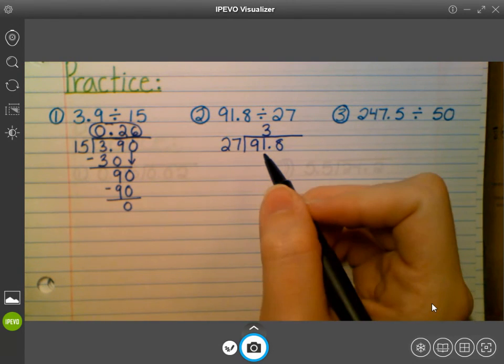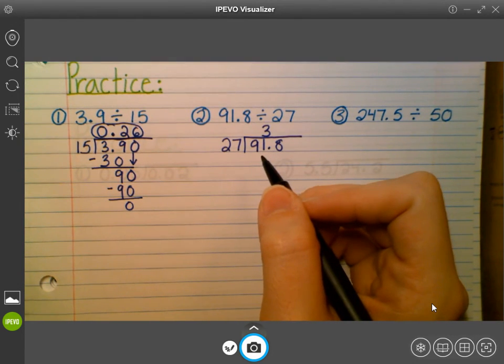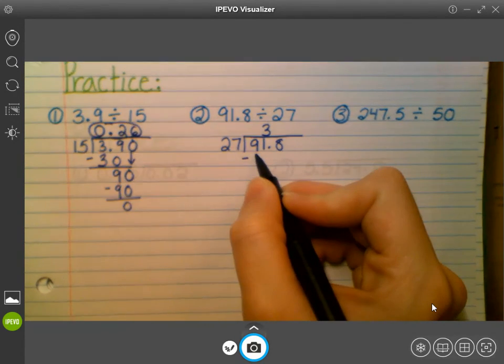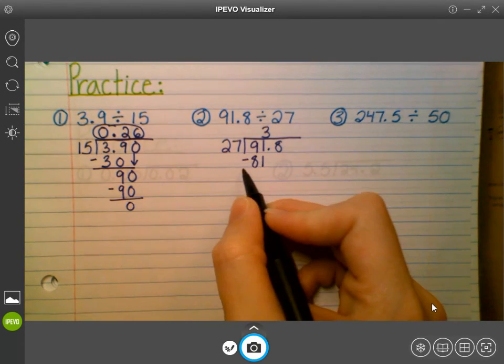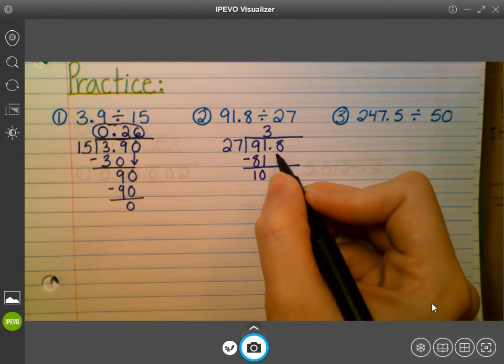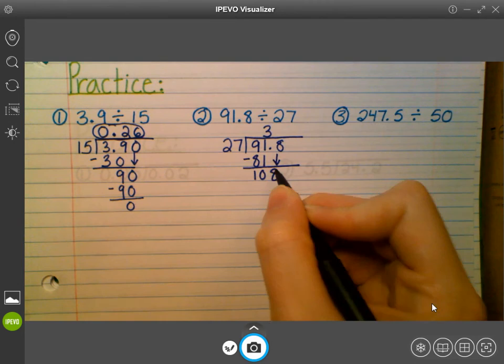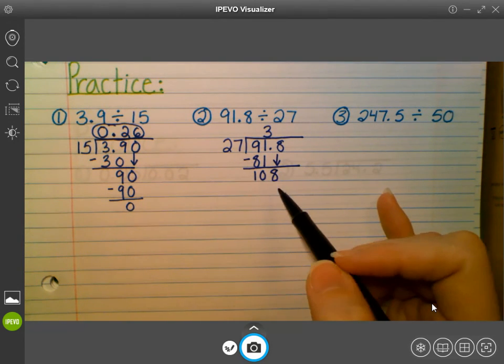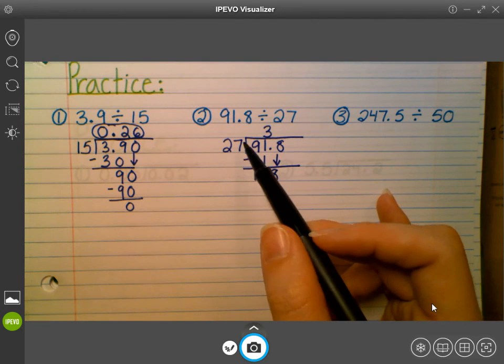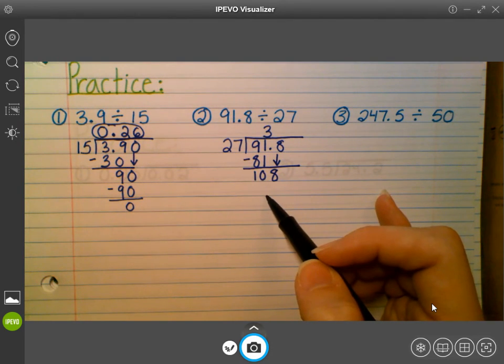And 27 times 3 is 81, correct? Okay. So then I'm going to subtract 81. I wind up with 10, and then I bring down my 8, 108. 27 goes into 108 how many times? Show me on your hand. How many times does 27 go into 108?